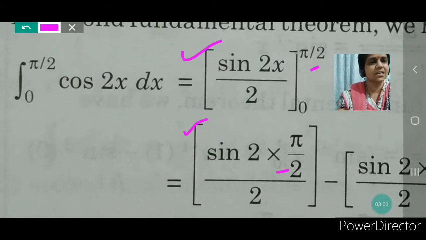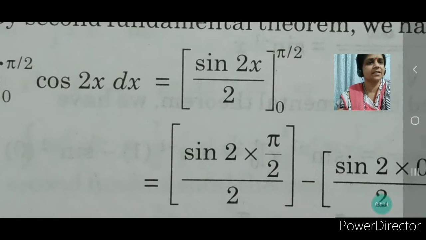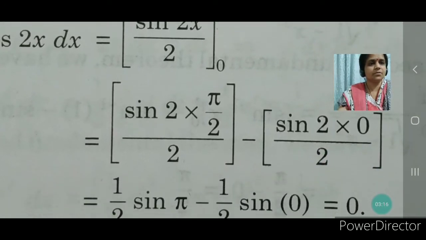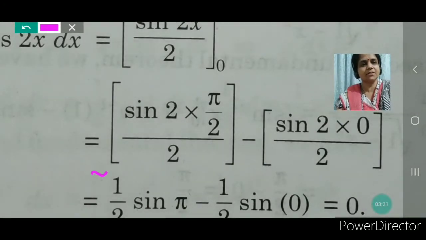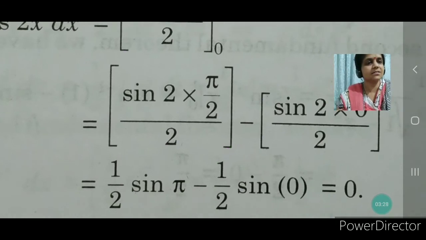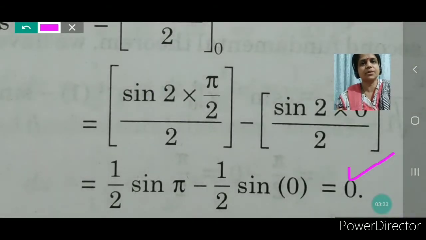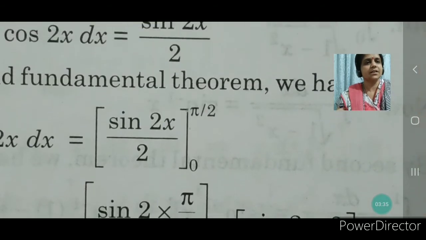So it is sin(2 into pi by 2) by 2, then put a minus sign. Now write 0 in place of x, so you will get sin(2 into 0) by 2. Now solve it. You will get 1 by 2 sin pi minus 1 by 2 sin 0. The value of sin pi is 0, and sin 0 is also 0, so the answer is 0. Okay students, now move to the next question.